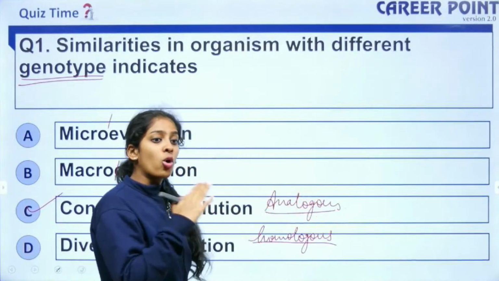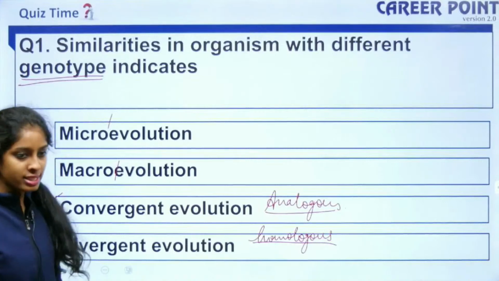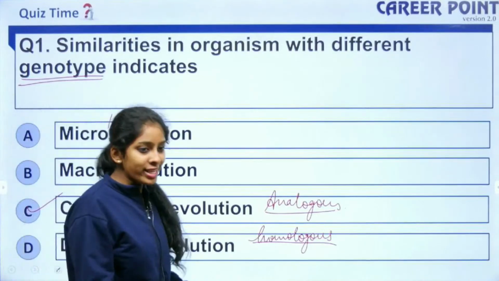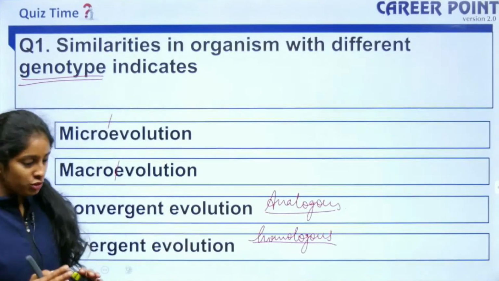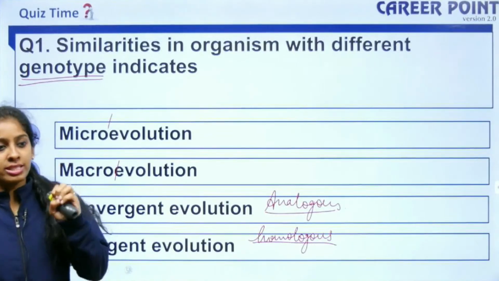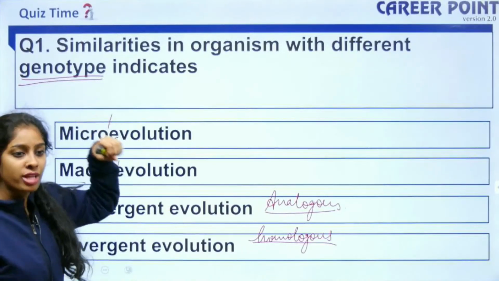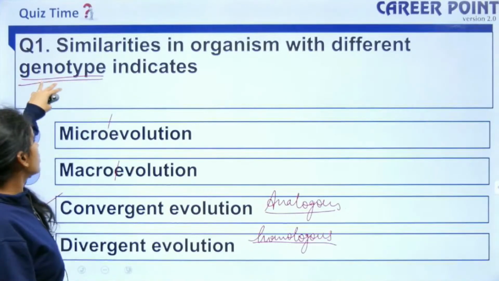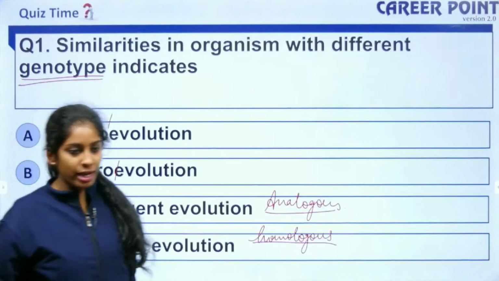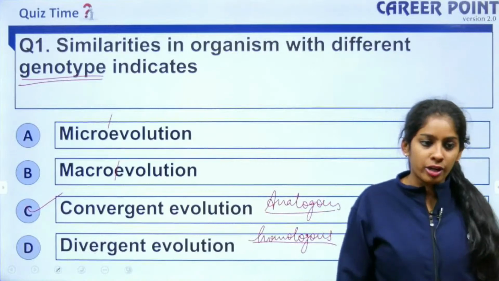So the proteins that they code will be different, but the function is the same. When I say the wings of a butterfly and the wings of birds, wings have the same function, but the structure is different. When the structure is different, the proteins that code for that structure are different. Genotype talks about the genetic makeup, right? So this answer is convergent evolution. Okay?